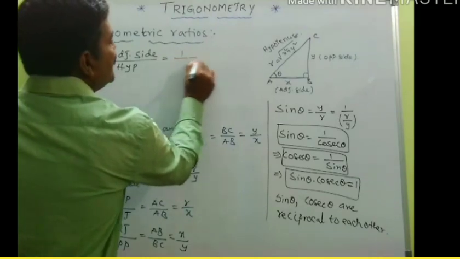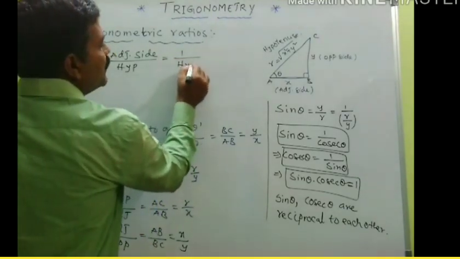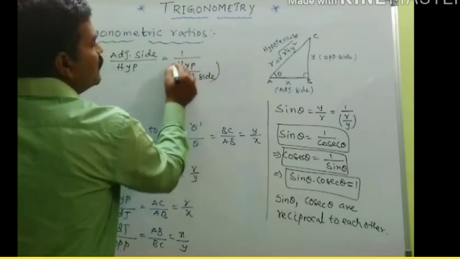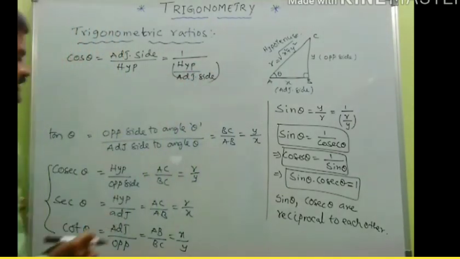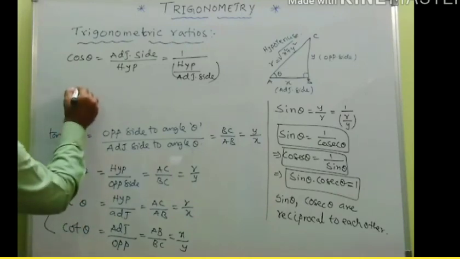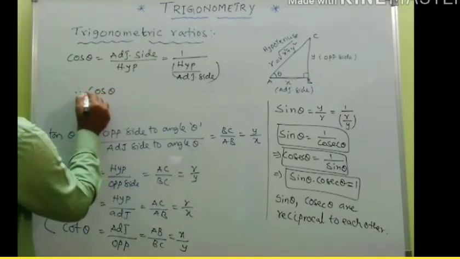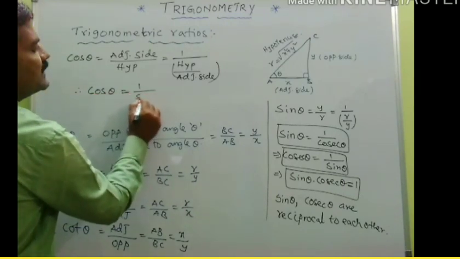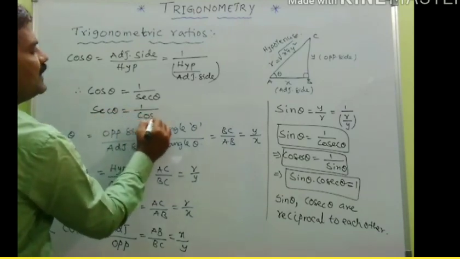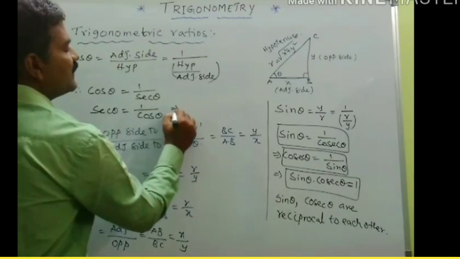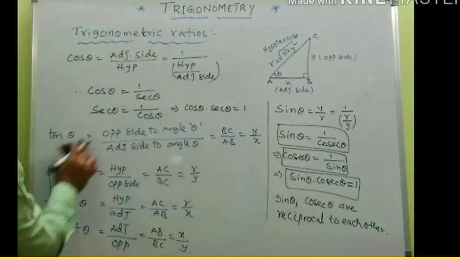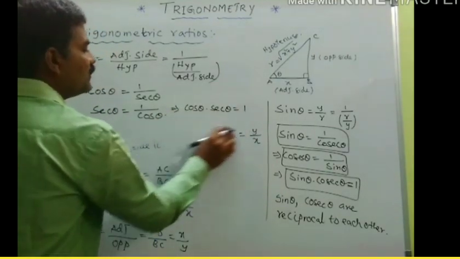And this, let me write, 1 by hypotenuse by adjacent side also we can write, isn't it? So what is the ratio of hypotenuse by adjacent side? Hypotenuse by adjacent side is nothing but we consider it as secant theta. So therefore cos theta we can write as 1 by secant theta, and from this secant theta we can write as 1 by cos theta, and from this we can also write that cos theta into secant theta is equal to 1. So these are the three more results.